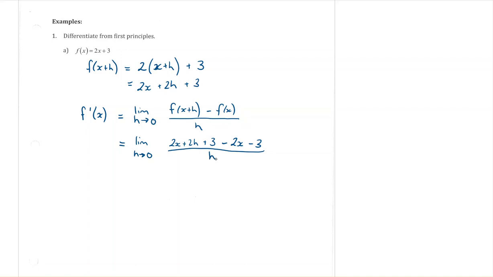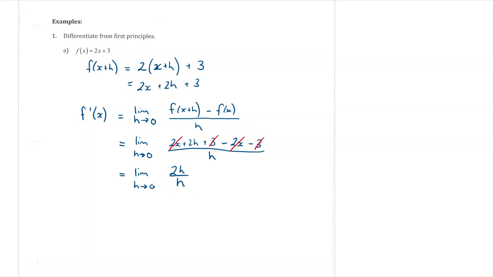Now, there will always be some cancelling that will happen on the top of that fraction. You will see that I have 2x minus 2x. Okay, they cancel out. And I also have a 3 and a minus 3. Here's a little tip. Everything in your f of x, which is my 2x plus 3 part here, that whole function should always cancel off. Okay? I want to write down what is left. I have a limit still sitting out the front as h approaches 0, and I have 2h on the top, that's all that's left, and an h on the bottom.